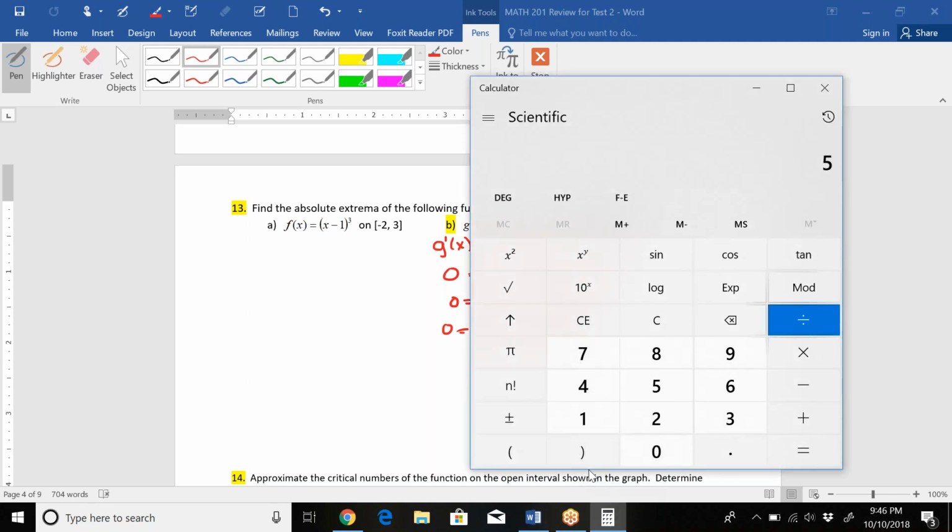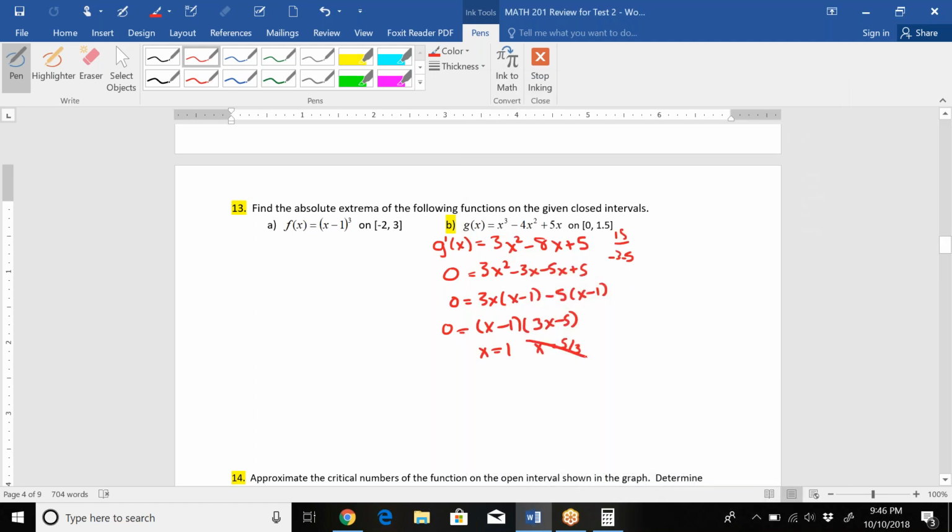5 divided by 3, is that outside of the interval? Yep, that's 1.6. So this guy right here is bigger than 1.5, so it's not working in our closed interval. So the only one we can test is 1.